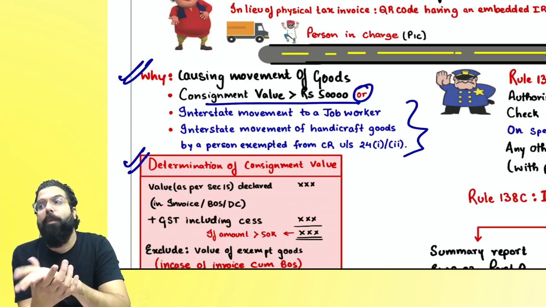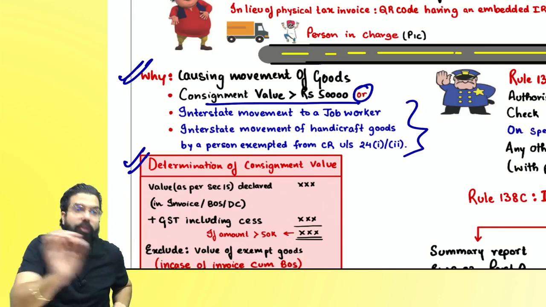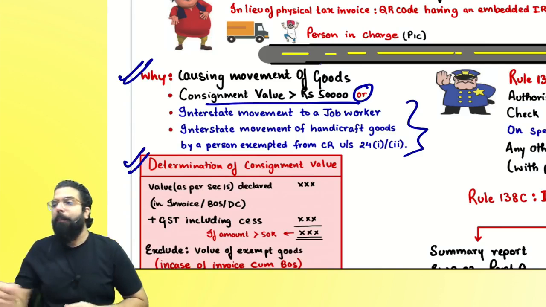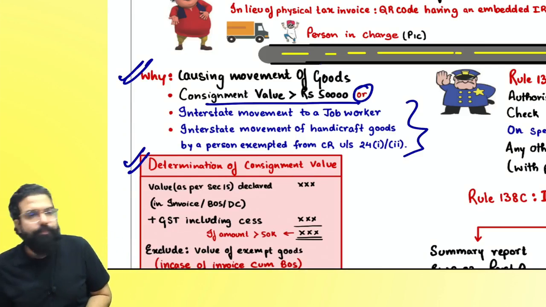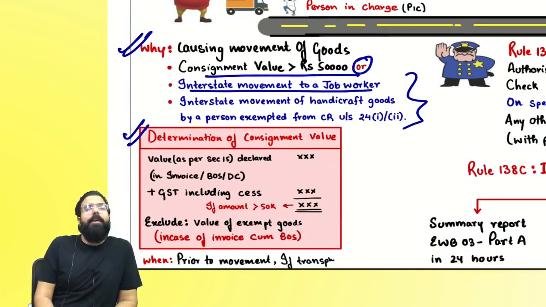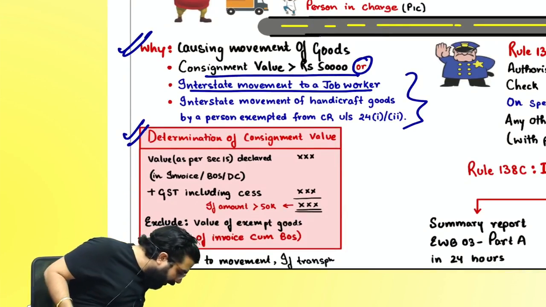In that scenario, because you are exempted from registration up to 20 lakh or 10 lakh, government says because you are exempted from registration, you should generate an e-way bill by using your PAN number. Can I go ahead, everyone? So if you are a person causing interstate movement to a job worker, then you are required to generate e-way bill.